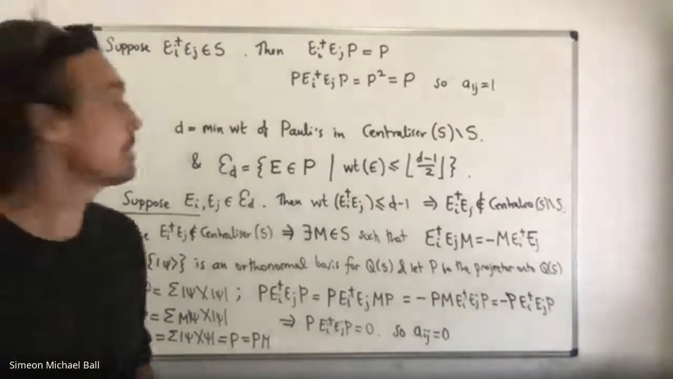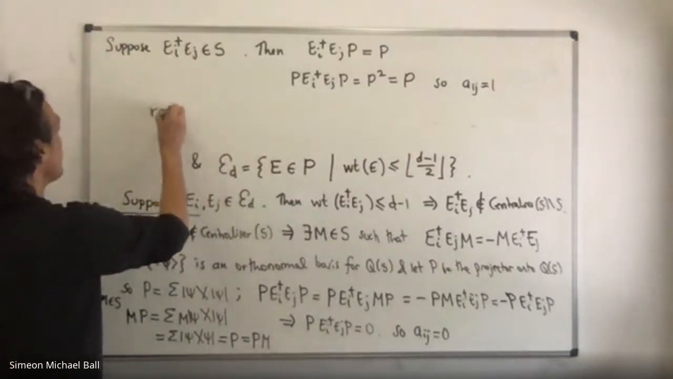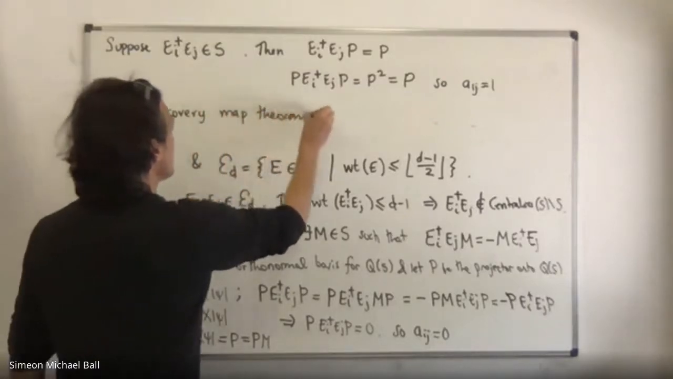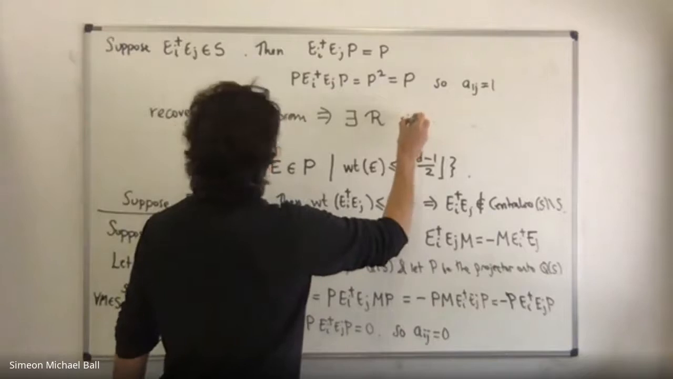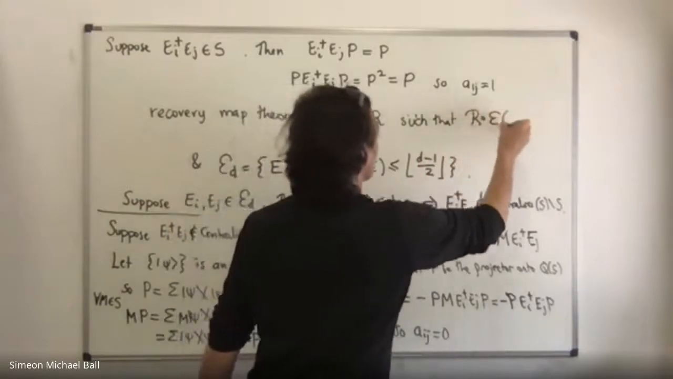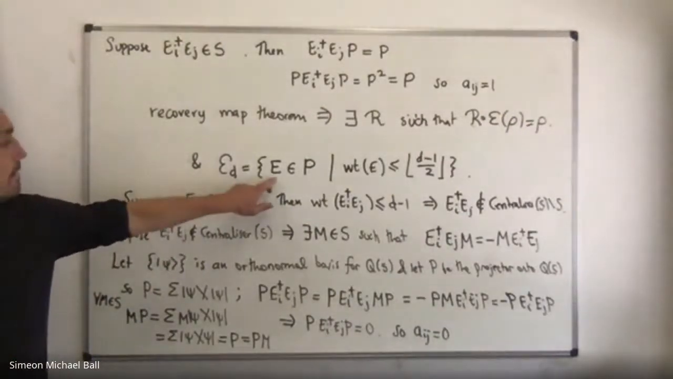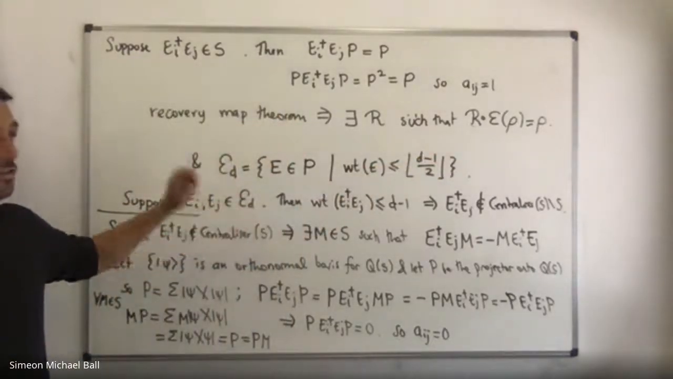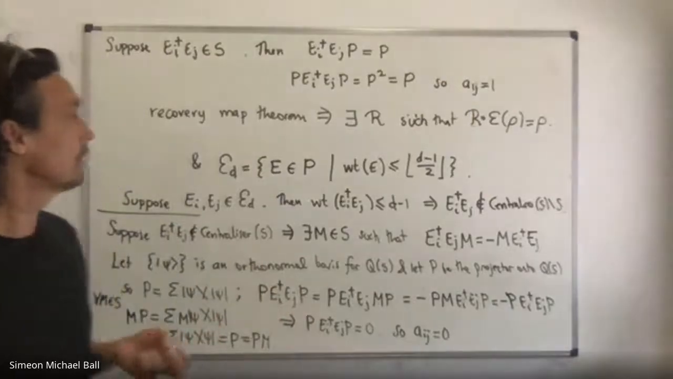So we can apply our theorem. So we can simply apply our recovery theorem, which says that if we take any error defined by this set of errors here, so by this E_i taken from here, and do your quantum operation, then you can recover it.